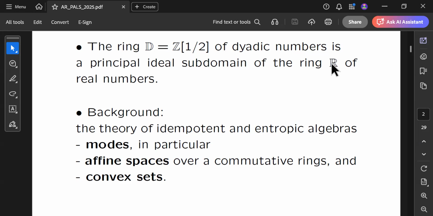2 of the main classes of modes are given by affine spaces or affine modules over commutative unital rings and convex subsets of affine spaces over reals. We were interested in generalizing the concept of convex sets to convex subsets of affine spaces over more general rings. And it turns out that the ring of dyadic numbers is a very good candidate.